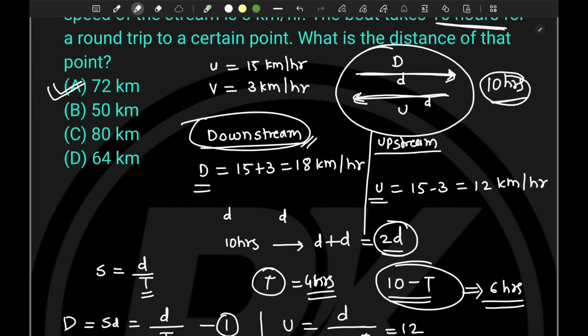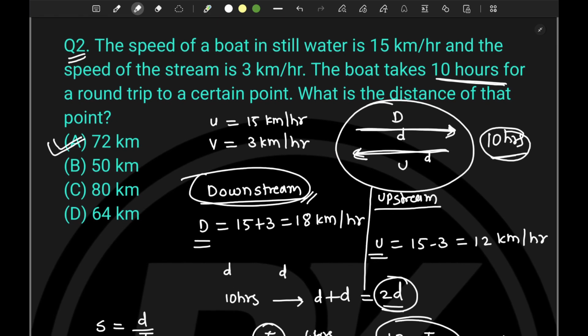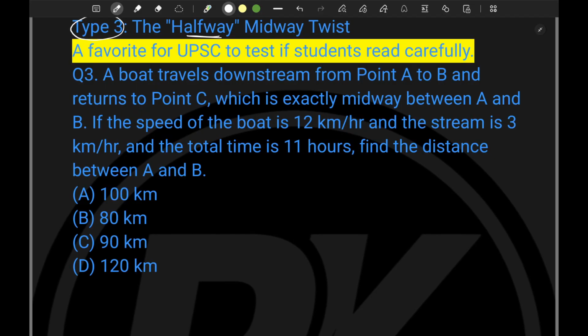Right? So in whatever problems we have seen, the methodology is the same. It is just that the problem is somehow twisted, and we are solving those problems. Let's move to the next example. So we are at type 3. This type of problem is like a halfway or midway twist, and this is a UPSC favorite kind of problem to test if students are reading carefully what is given in the problem. Okay, the approach will remain similar.